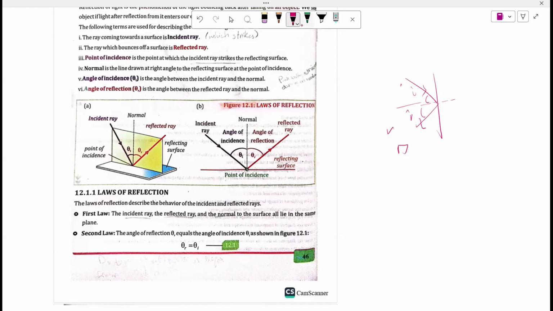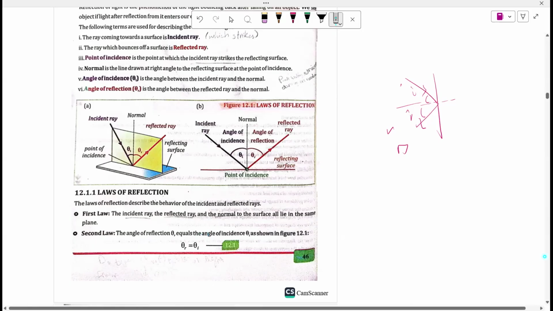Validated. So the first law is defined as: the incident ray, the reflected ray, and the normal to the surface all lie in the same plane. As you could see, they all lie in the same plane of reference. The angle of reflection equals the angle of incidence.